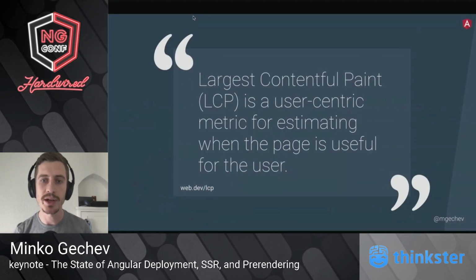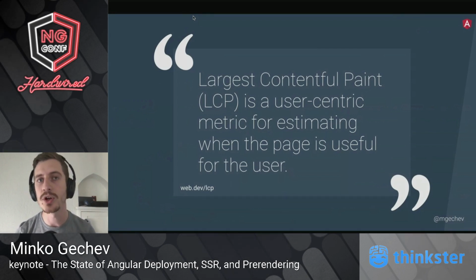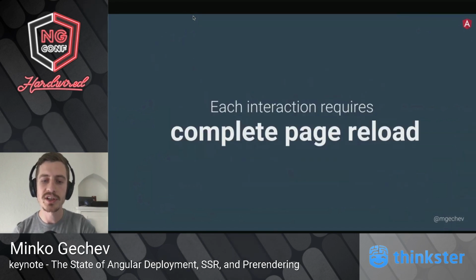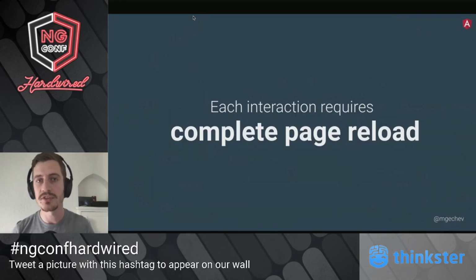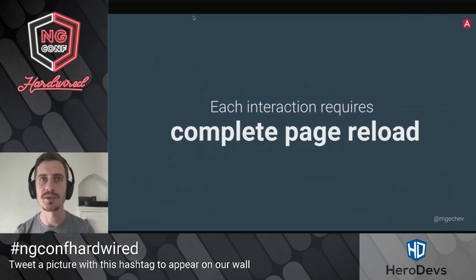So the largest contentful paint is a user-centric metric for estimating when the page is useful for the user. This is an important metric that we're going to mention further in this talk. Although this was decent, and it served the business for a bit, still we were far from a desktop-like user experience. We didn't have this responsive experience that people were used to from their desktop applications, where just by clicking on a button, something was happening on the screen.